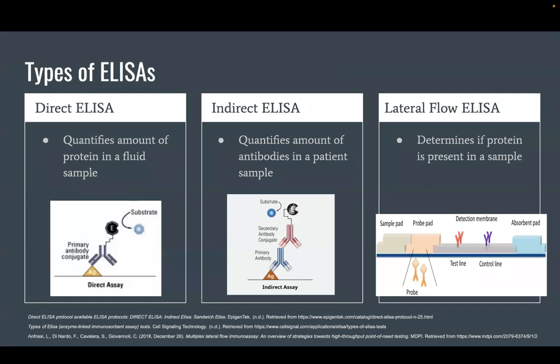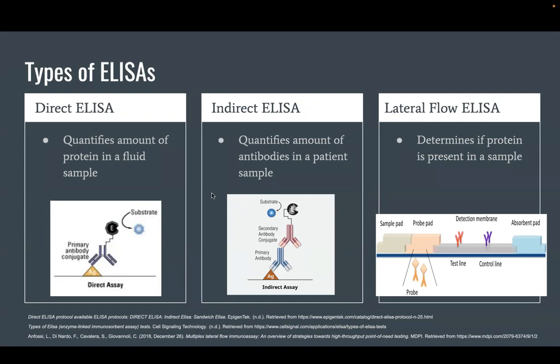There's a few different types of ELISAs. Firstly, there's a direct ELISA, and this is going to quantify the amount of protein in a fluid sample. Down here, you have the primary antibody conjugate, which sounds like a complicated thing, but it's really just the antibody that has the enzyme attached. And when this antibody binds to the protein that we're looking for, and a substrate is added to the sample, it's going to cause that color change reaction shown on the last slide.